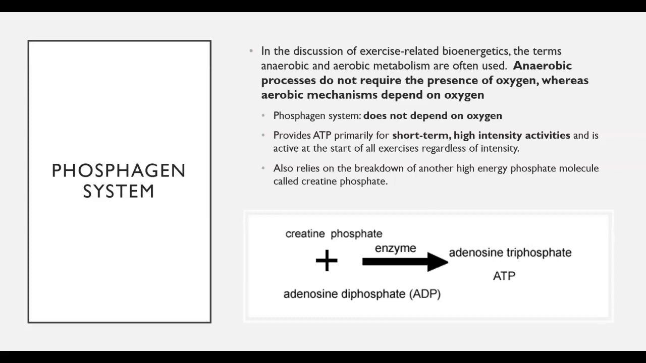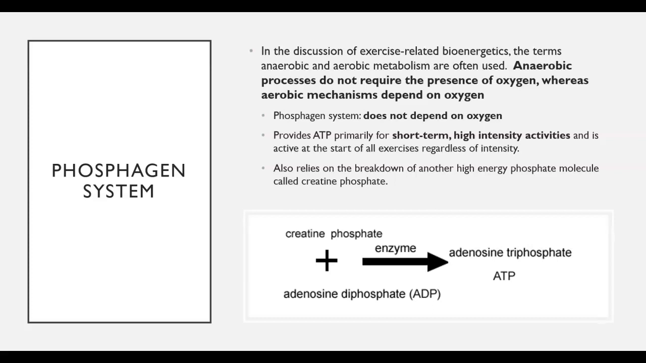The phosphagen system provides ATP primarily for short-term, high-intensity activities and is active at the start of all exercise, regardless of intensity. So it is always the first thing that we use, but it doesn't necessarily mean it's going to be our predominant system for using energy. And other than ATP, it relies on the breakdown of a phosphate molecule, which is called creatine phosphate, which again, this is why people supplement with creatine.